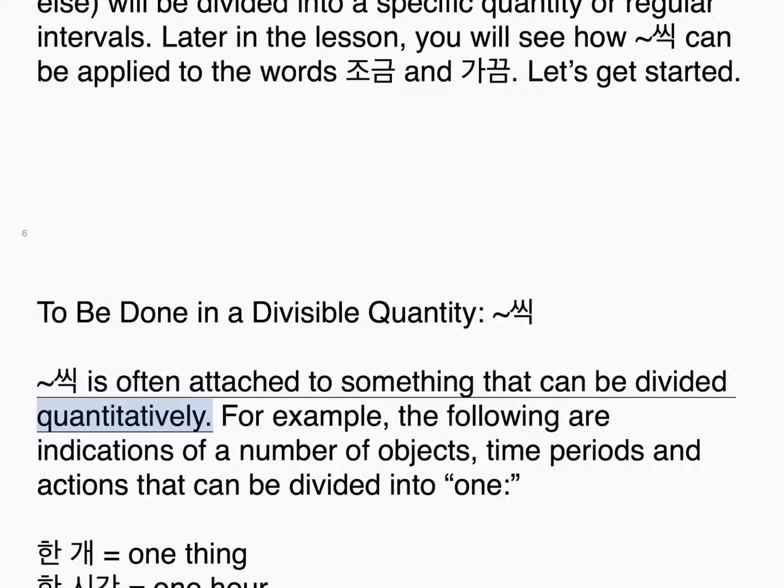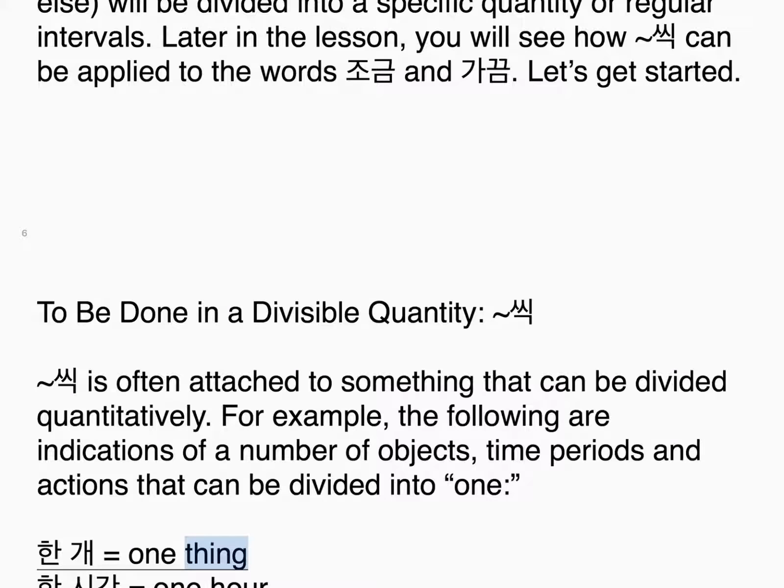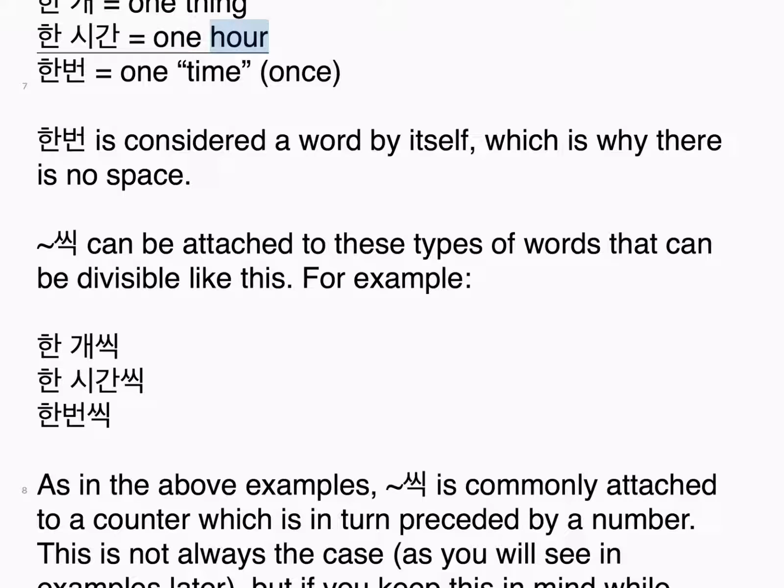divided quantitatively. For example, the following are indications of the number of objects, time periods and actions that can be divided into one thing, 1시간, 1 hour, 한 번, one time, once. 한 번 is considered a word by itself, which is why there is no space. Tilde 씩 can be attached to these types of words that can be divisible like this.